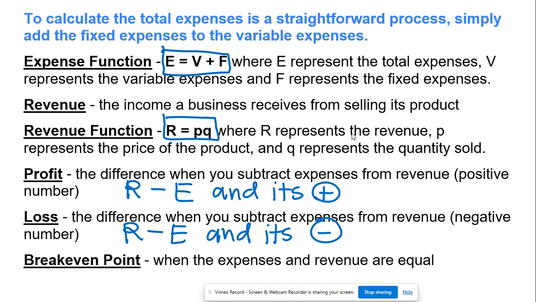If we want to figure out if we have a profit or a loss, we'll take our revenue and subtract our expenses. And if it's positive, that's profit. Or if it's negative, that's a loss. And oftentimes we want to know when we're breaking even. We're neither in a profit nor a loss. So that's when the expenses and the revenue are equal to each other. That would be when R minus E is equal to 0.